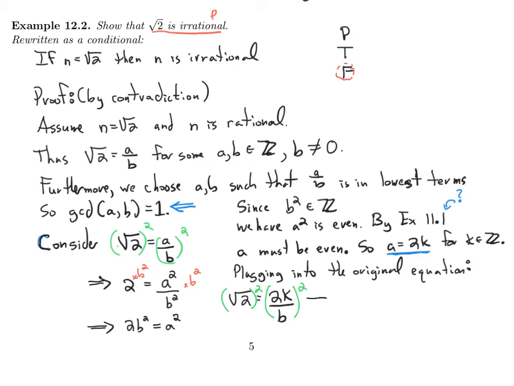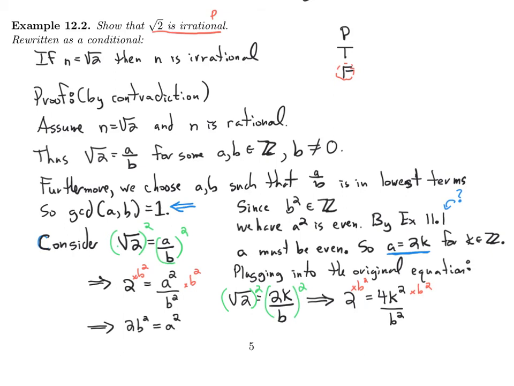And of course, that simplifies to 2 equals, well, 2k times 2k is 4k squared over b squared. And again, let's get rid of that denominator. I'm going to multiply both sides by b squared. And what do I get here?